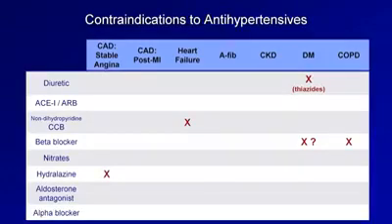Hydralazine is associated, or is at least rumored to be associated, with a reflex tachycardia, and thus is generally considered contraindicated in patients with angina. Aldosterone antagonists can lead to hyperkalemia and are thus to be avoided in chronic kidney disease. And last, some studies show worse outcomes when alpha blockers are used in patients with heart failure.